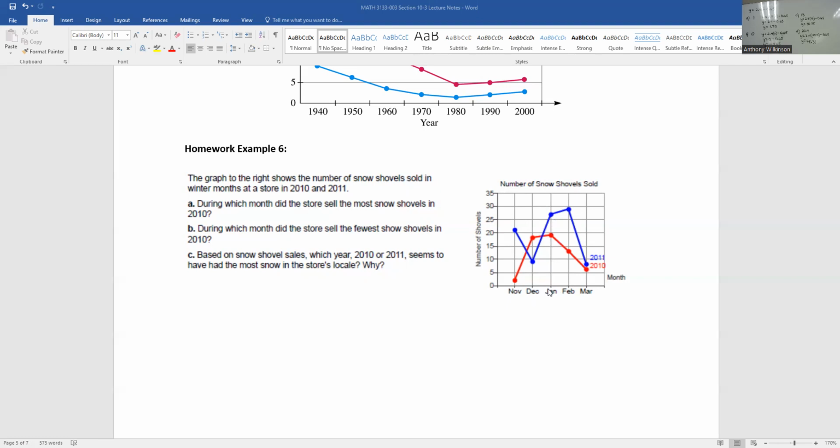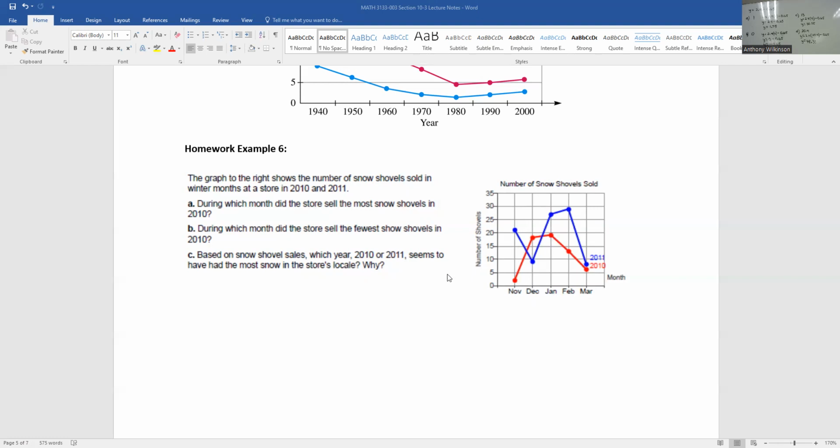Now, part B: during which month did the store sell the fewest snow shovels in 2010? The fewest in 2010 would be November. Here it is, the one in red represents 2010. And the most was in January.